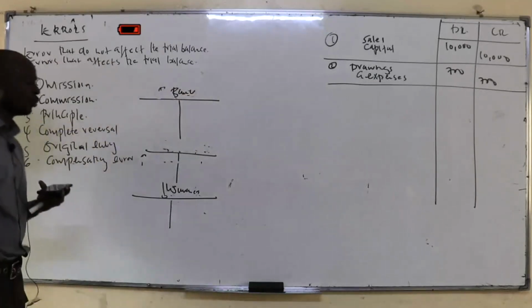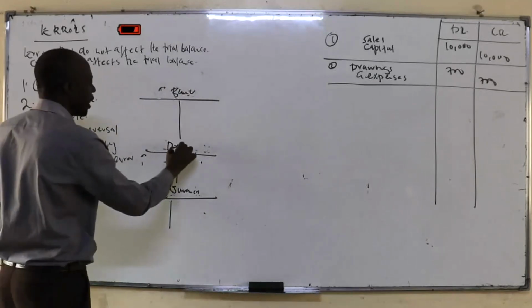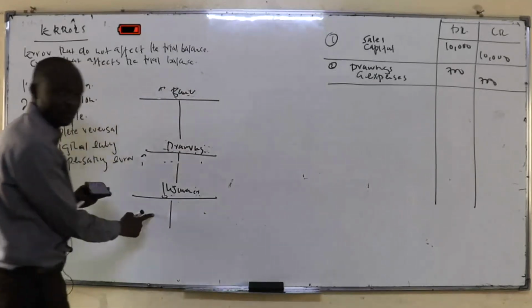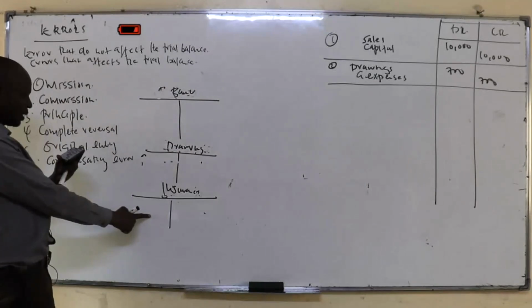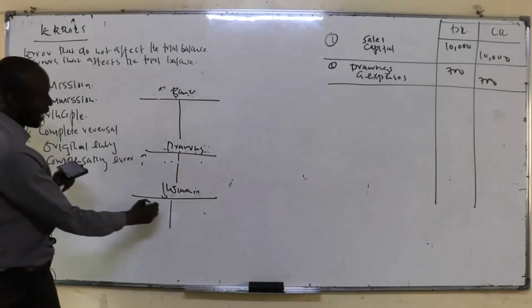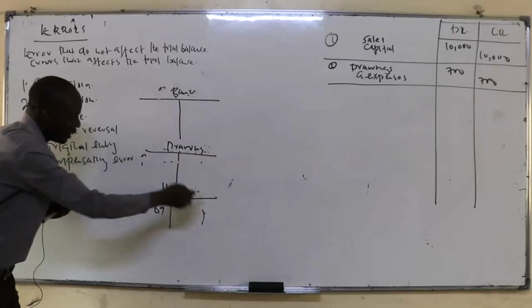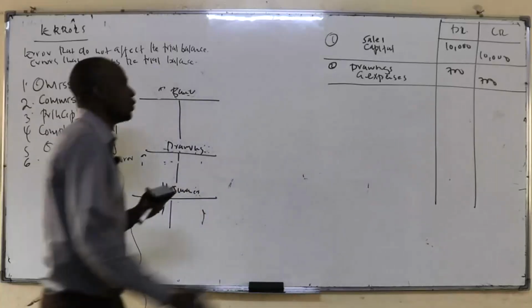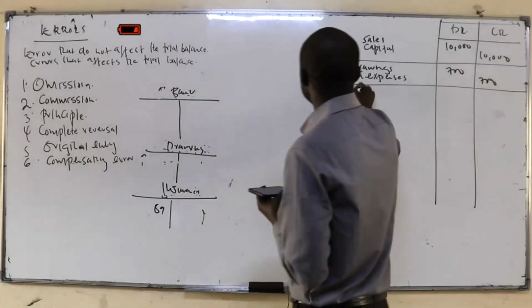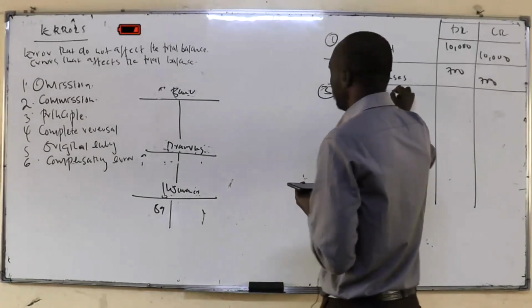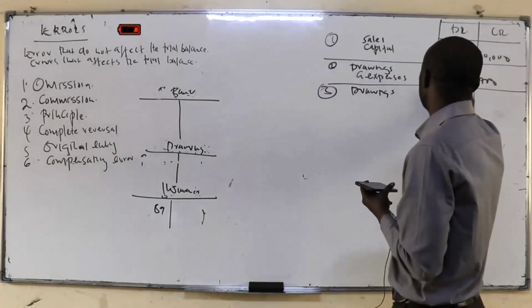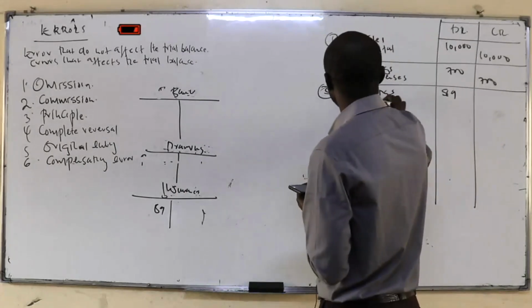But the problem was, instead of posting to the drawings account, they posted to insurance of how much? 89, isn't it? So we need to cancel this amount by crediting this account and debiting drawings. So you come here, number 3, we write here drawings again, which is 89. And here we write insurance.